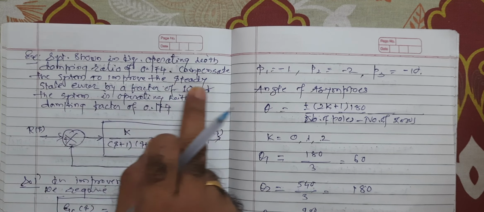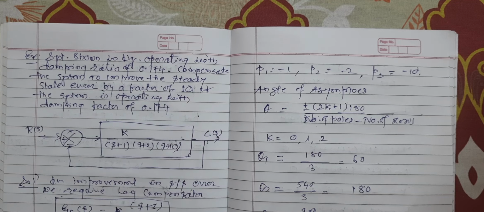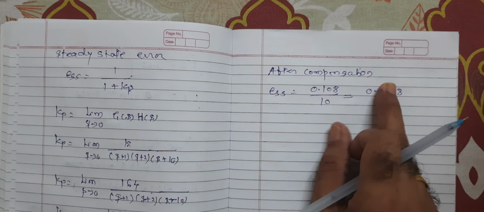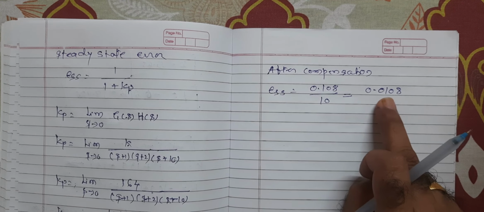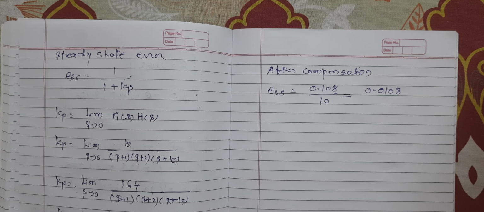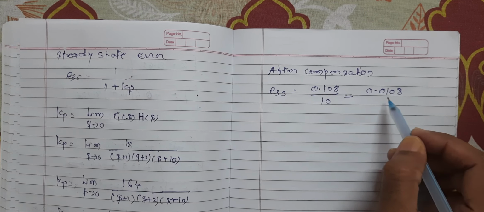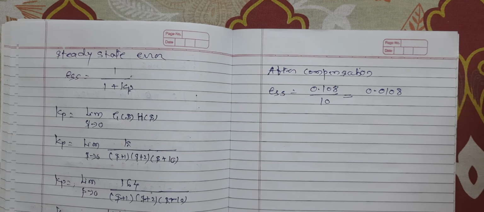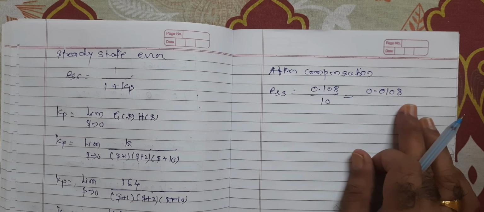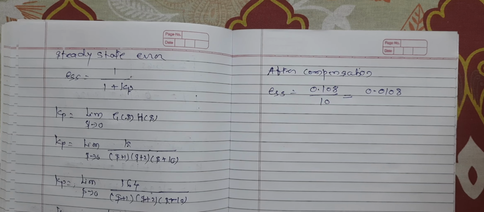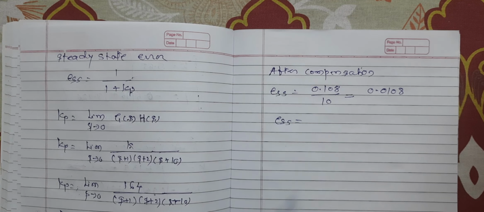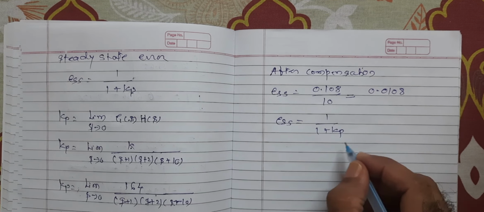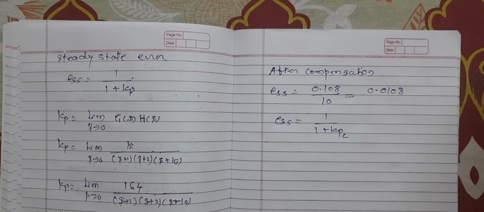Compensate the system to improve the steady state error by a factor of 10. So first we have to find the uncompensated error, and then the compensator. After compensation, my steady state error becomes 0.0108. It is reduced by 10 times. So ESS we know. Now we know the equation of the ESS: ESS is equal to 1 over 1 plus Kp. Here we will take the suffix, that is Kpc, so that means it is compensated.